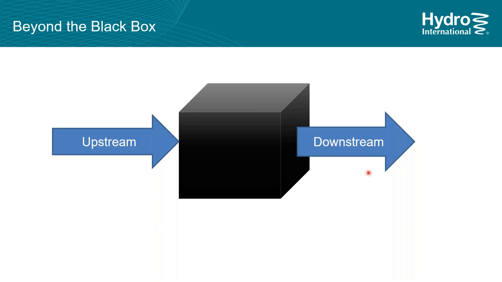You may do your calculations. Usually the calculations are done from downstream to upstream. And so you do your hydraulic grade line calculations downstream and figure out what you have. And then you want to know the resulting water level upstream.